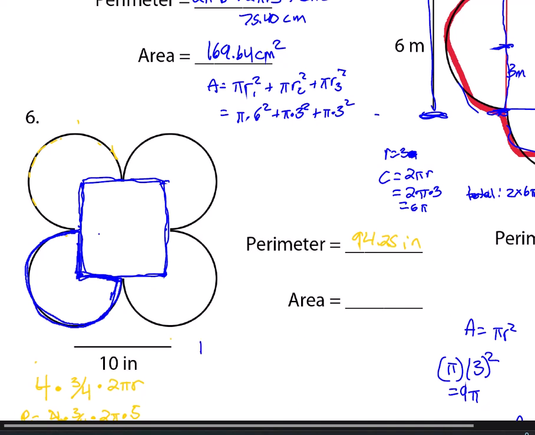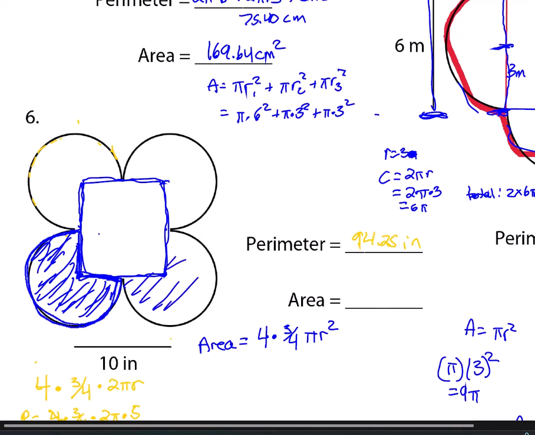So my entire area is going to be the area of, I have 4 circles, that's 4 times. For each circle, I only have 3/4 of the total area. So 3/4 pi r squared. Pi r squared would be the area of the whole circle. I only have 3/4 of it, so I'll multiply by 3/4. But I've got 4 of these circles here, so I can add all those together. Plus, I have the area of the square.